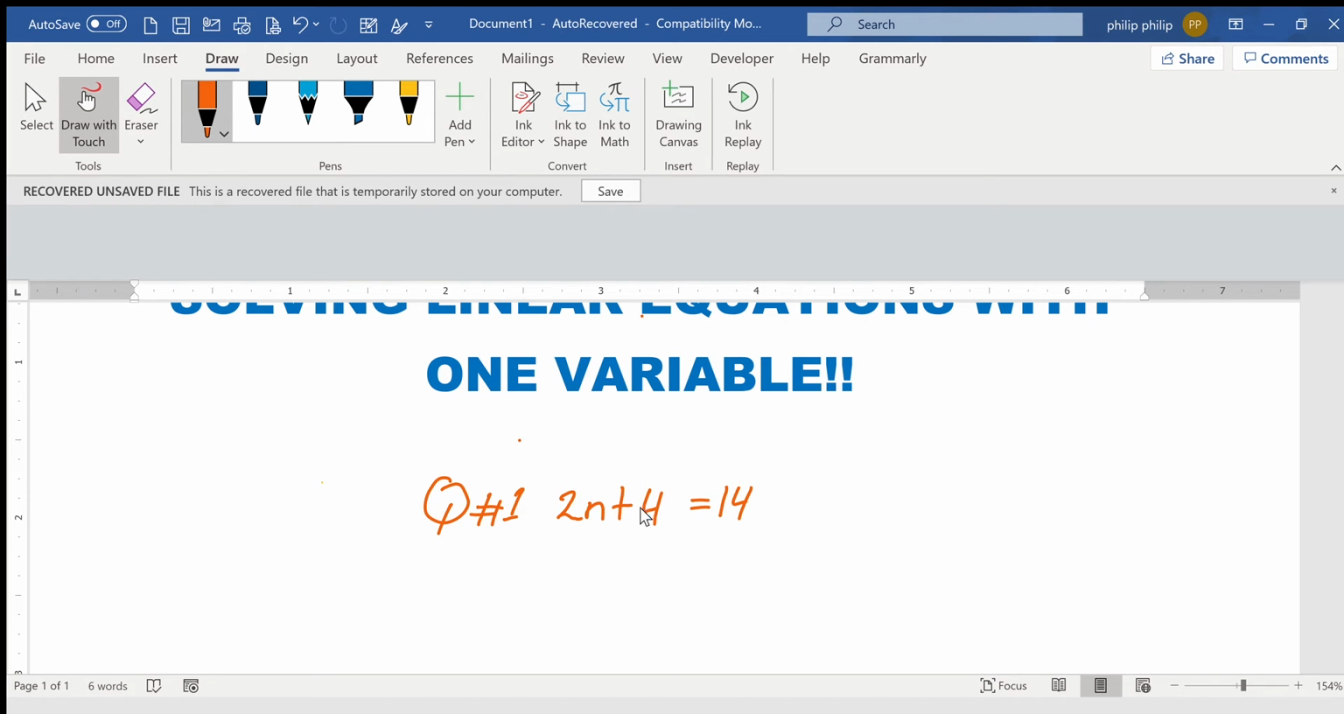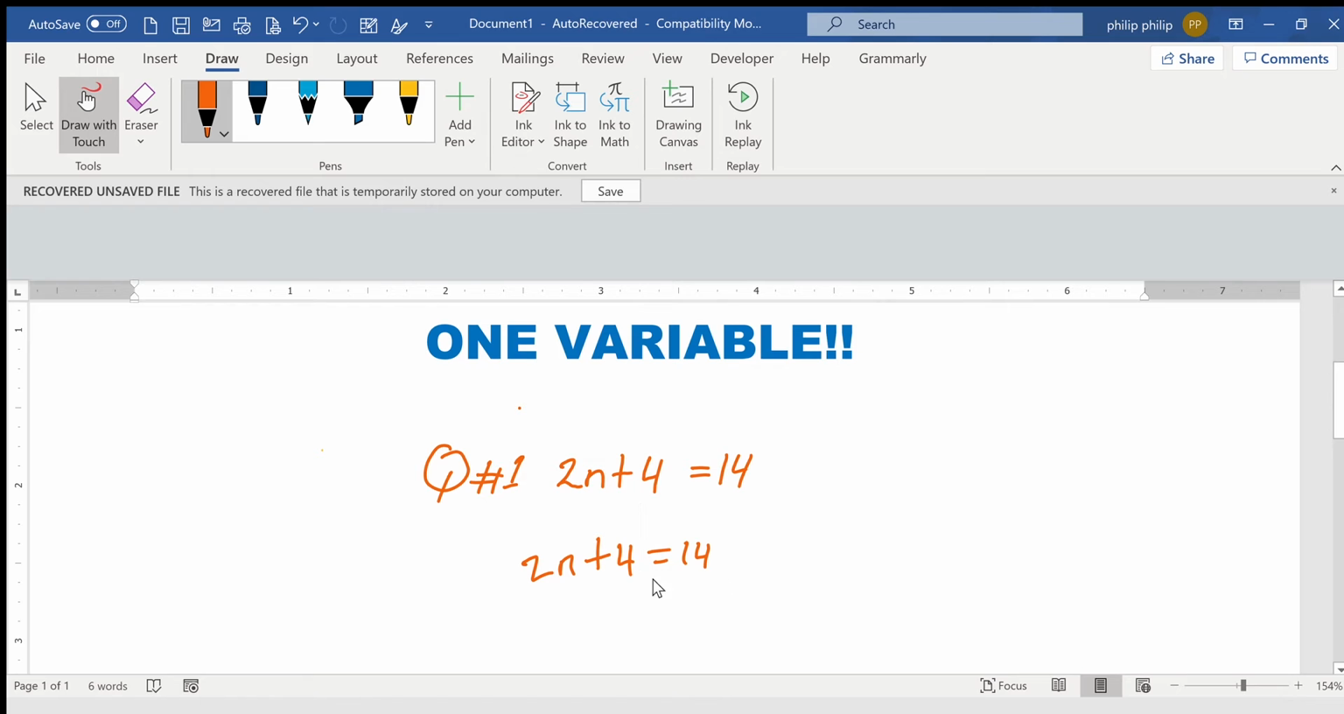We have 2n plus 4 equals 14. So we rewrite our question. It's gonna be easier to rewrite your question. So we're rewriting our question here. We have 2n. Make sure this is 2n. Alright, now we have 2n plus 4 equals 14.